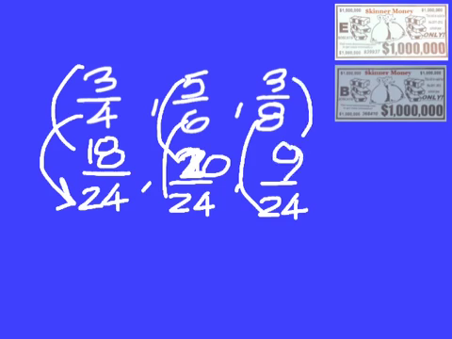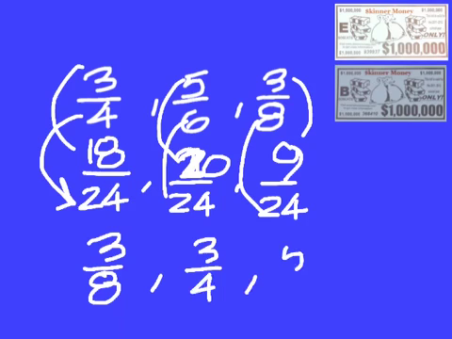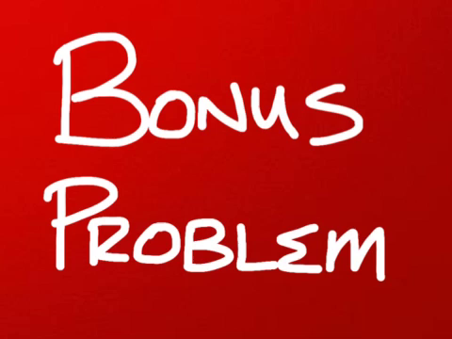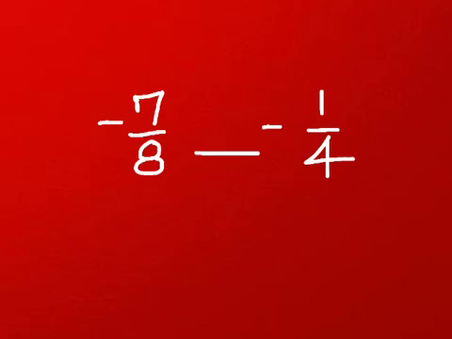So now which is the least fraction on there? 3/8. And then which is the next highest? 3/4, and then we're left with 5 over 6. Bonus problem. Negative 7 over 8 compared to a negative 1 over 4.